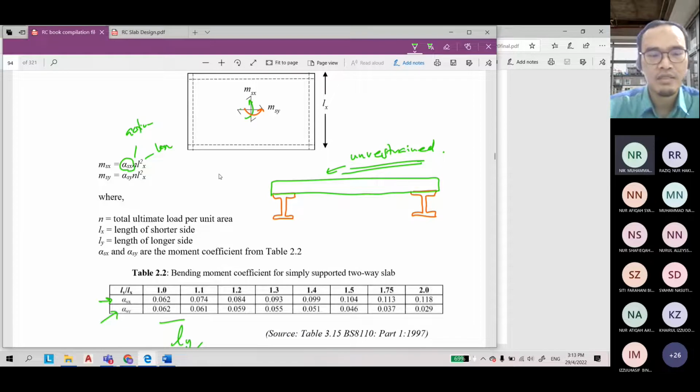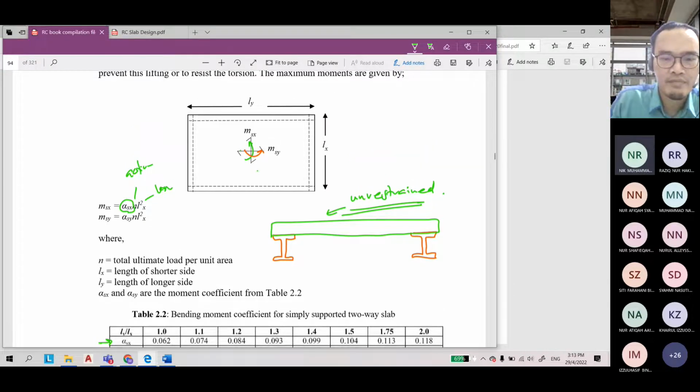However, for the continuous two-way slab, you have to consider something different. For simply supported, you only have to consider the moment at the mid-span, because there is no moment at the top. So the shape of the bending moment is just like this, because this is unrestrained.